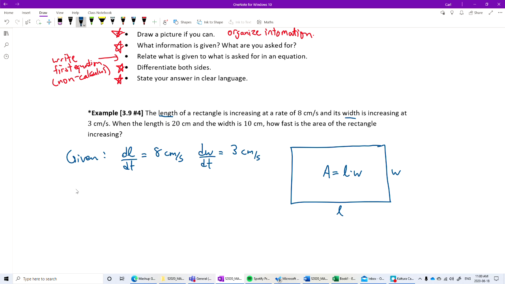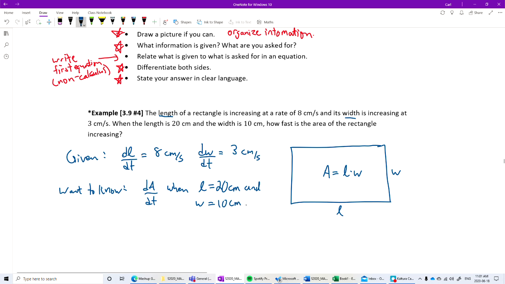And then what we want is we want to know dA dt when the length is 20 and the width is 10. That's what we want to know.